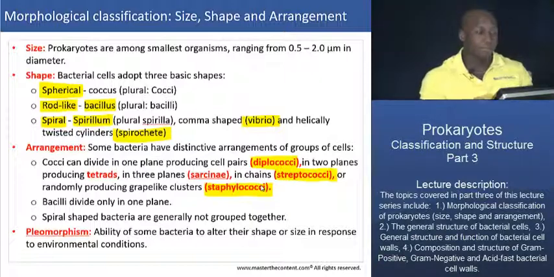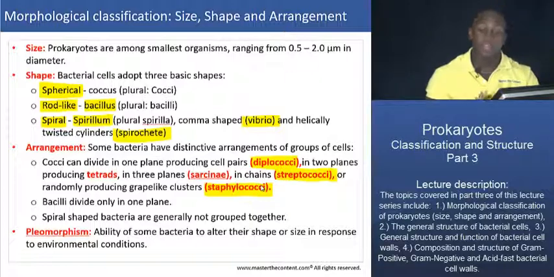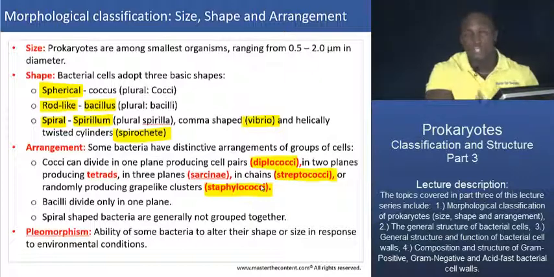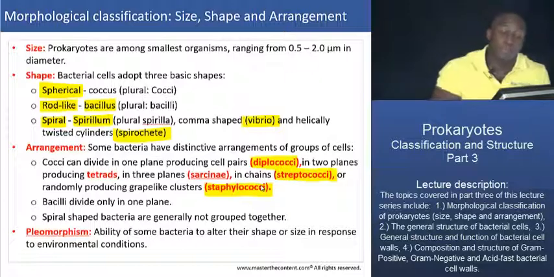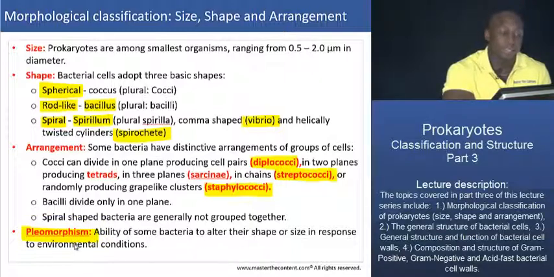Now, I want to define an important term before we head over to the next slide, and that term is pleomorphism. Some bacteria display a pretty unique property in which they alter their shape and their size in response to changes in environmental conditions. That phenomenon, in which bacterial cells change their morphology, their shape or their size because of their environment, is referred to as pleomorphism, and it's seen in quite a number of different bacterial species.